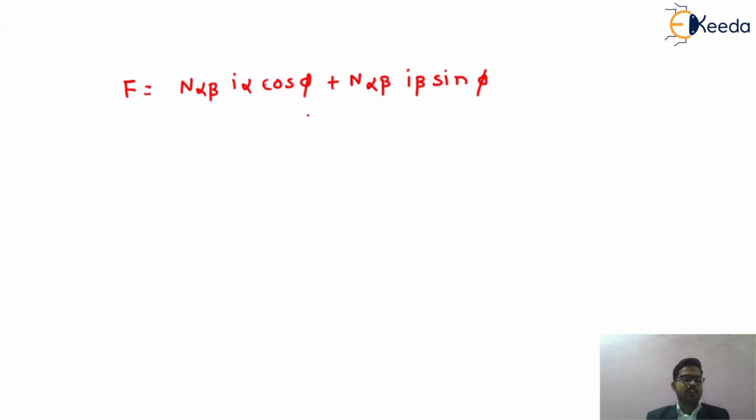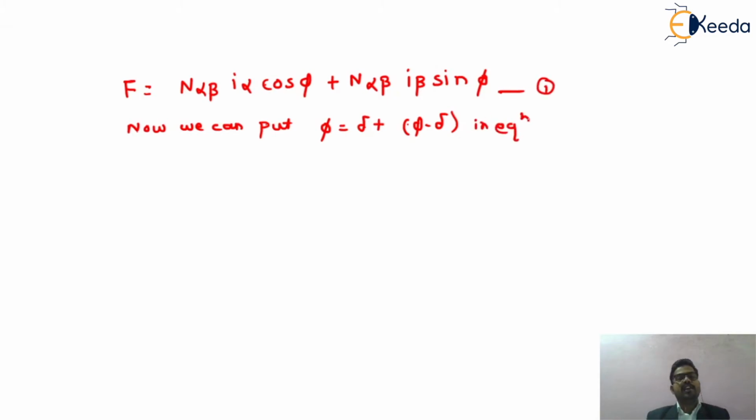Okay, now we want to substitute the value of phi. So now we can put the value of phi, that is phi is equal to delta plus phi minus delta, into that equation. This will be equation number 1. In equation 1, what are the terms we are getting?